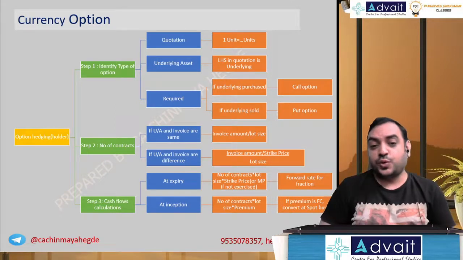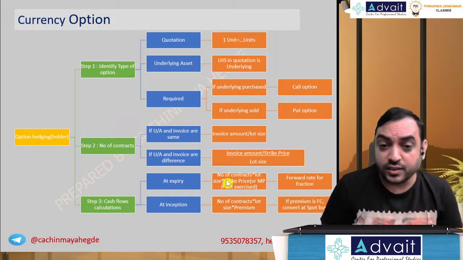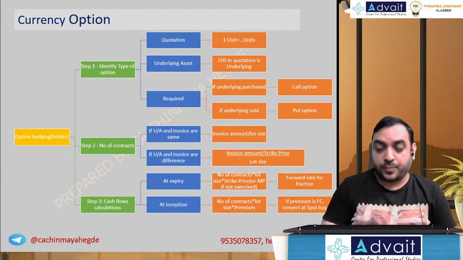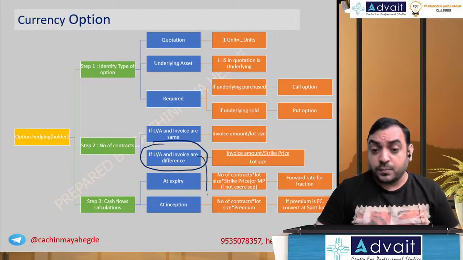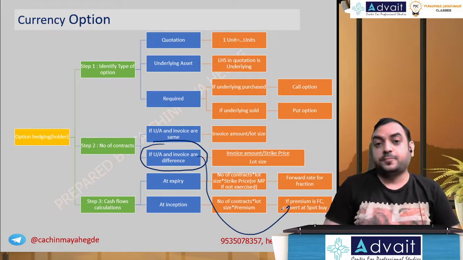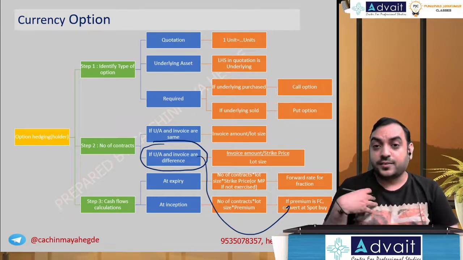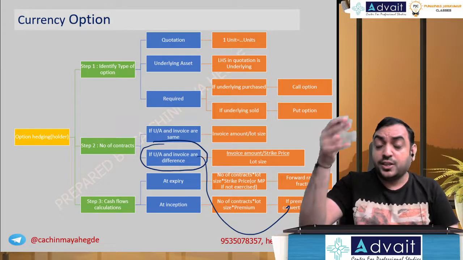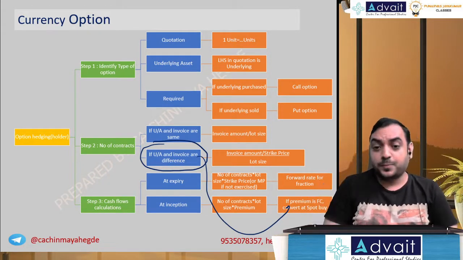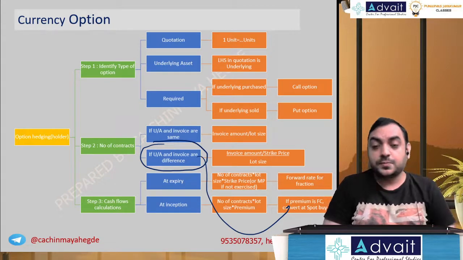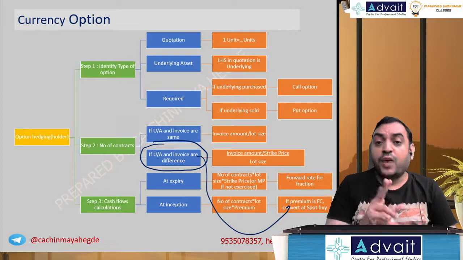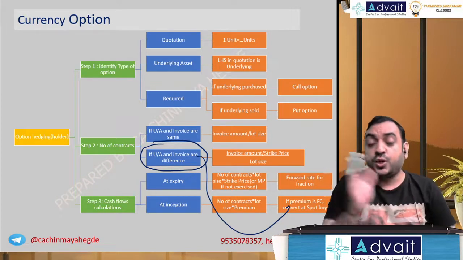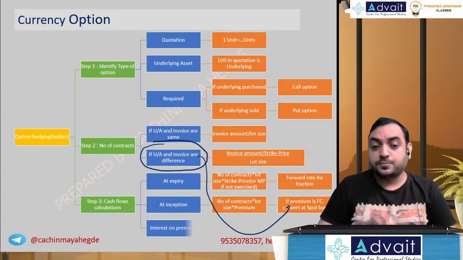One extra situation will happen here, one super concept: when the underlying asset and invoice are different, in that case, the premium you will get in foreign currency. You are an Indian, underlying asset is rupees, premium you will get in dollars. So when the premium is in foreign currency, you will have one extra step, converting it into local currency, spot buy.